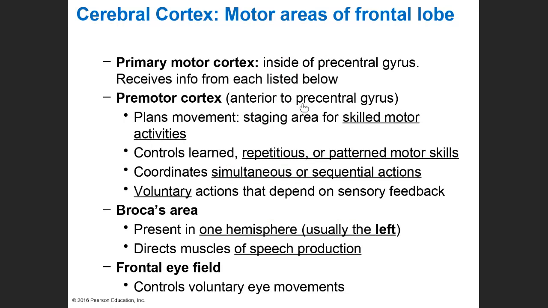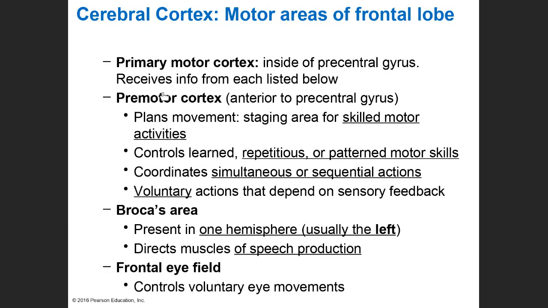Okay, so now with motor function, we can go a little bit more towards the frontal lobe and see higher level control of motor function. Okay, so I already mentioned the primary motor cortex. Remember, the primary motor cortex is inside the precentral gyrus. Now, just anterior to the precentral gyrus, you find this area called the premotor cortex. Premotor, because it's before the primary motor cortex, okay? Premotor cortex is anterior to the precentral gyrus.